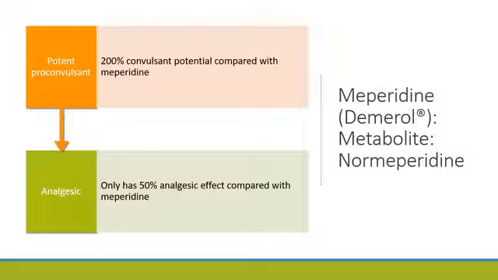Looking specifically at that active metabolite normeperidine, the reason that it's so unique is that not only does it stick around for a really long time, but it also is a very potent proconvulsant. It's going to lower the seizure threshold, and so patients can have seizures or seizure-like activity if they're given meperidine. Also, normeperidine has about a 50% lower analgesic effect compared with the parent drug.